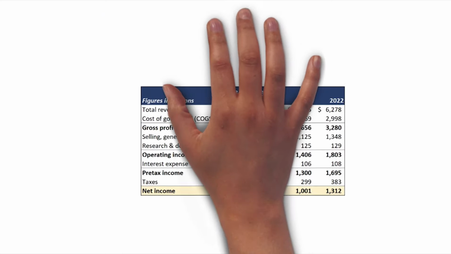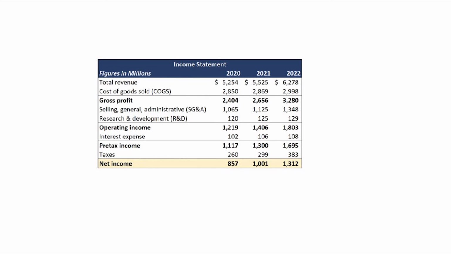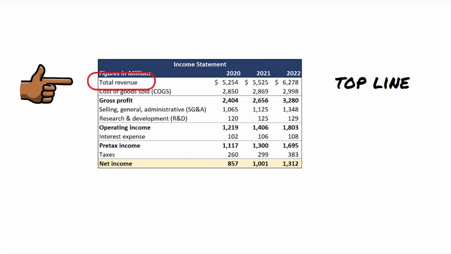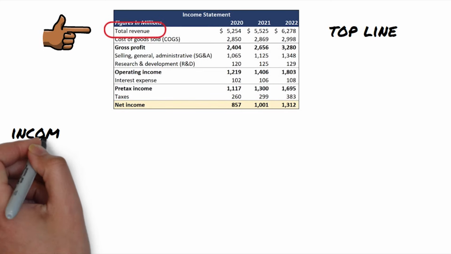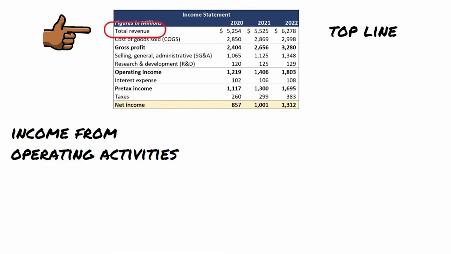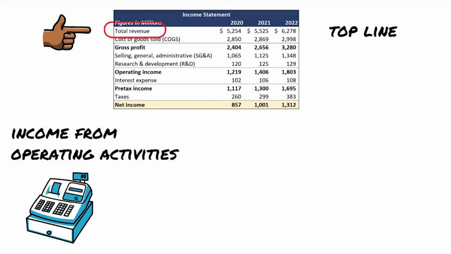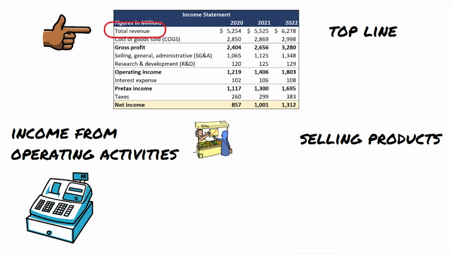But let's start from the top. The income statement, in fact, begins with revenues, often referred to as the top line by analysts. This includes all the income generated by the company from its operations. It could be from selling products, providing services, or any other type of primary activities that the company engages in.